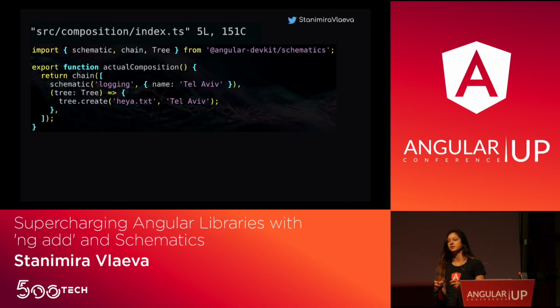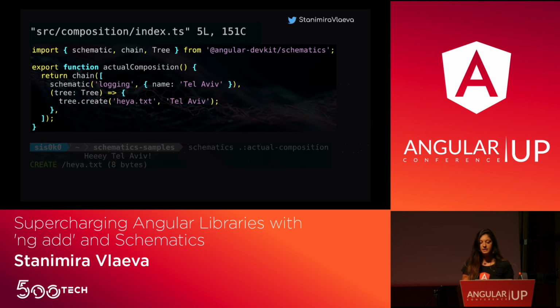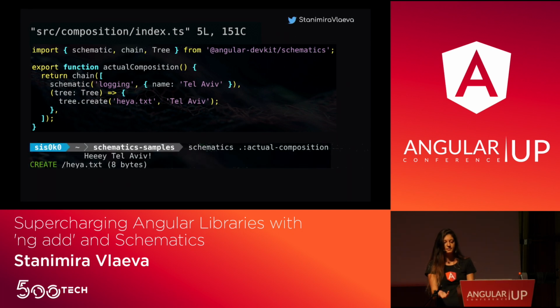So to compose things, we need to use the chain rule factory. The chain rule factory is another useful function provided by Angular Dev Kit schematics, and it allows us to chain rules one after the other. So in this case, I'm using an external logging rule, and then I'm using my own rule. So we have two functions that are chained together. And if I try to execute that, we're going to log something on the console, and then we're going to create a file. So this is how you can chain different schematics.